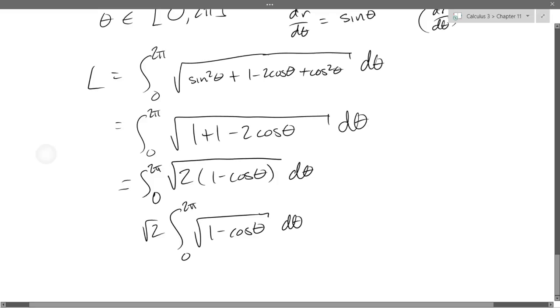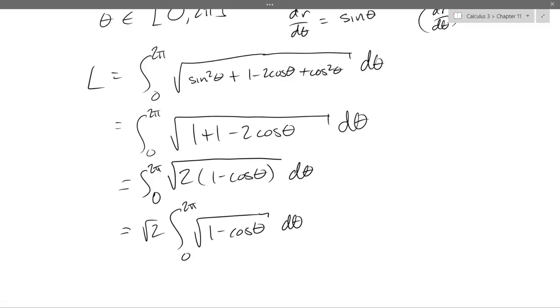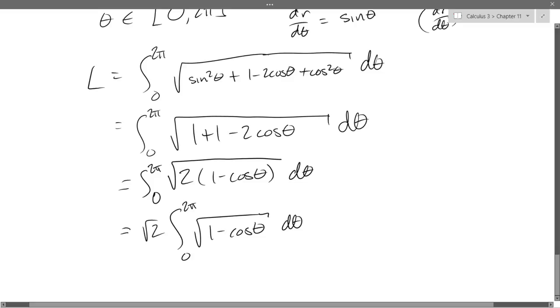So what type of integral, I don't think it's going to get much simpler than 1 minus cos theta. If it was 1 minus cos squared, what could we do then? Sine squared. Pretty much would be easy after that. But it's not 1 minus cos squared, it's 1 minus cos. Any ideas?